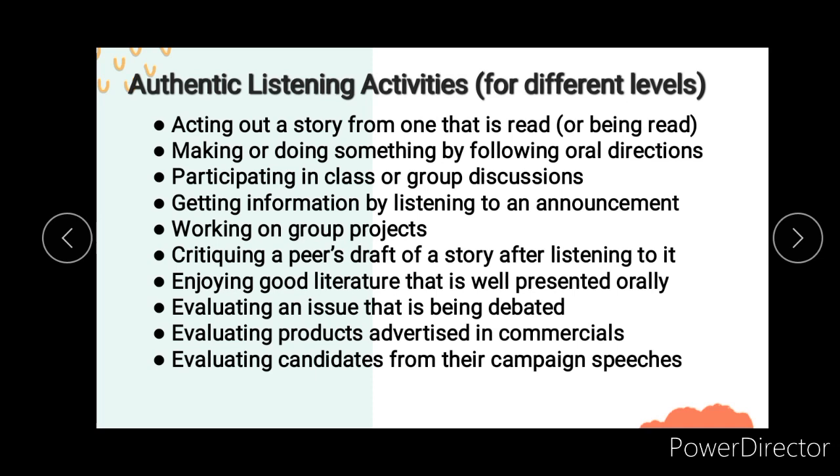Authentic listening activities that focus on the different levels. So here we have the different strategies or the activities that can be used. Acting out a story from one that is read or being read. Making or doing something by following oral directions. Participating in class or group discussions.